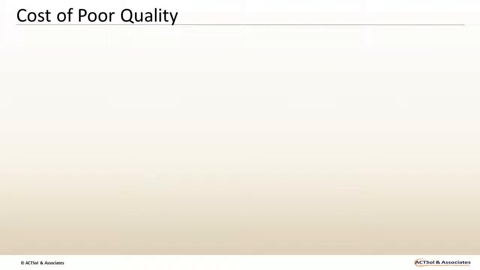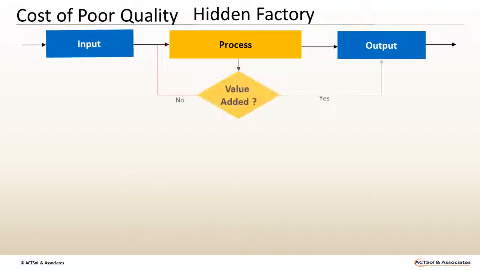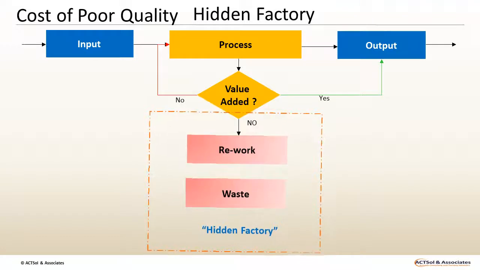In the last screen, you have learned the meaning of cost of poor quality. Now, let us learn the meaning of hidden factory. We know that for producing any output, there should be an input and a process to do it. A process is an organized set of activities which has an input, value is added, and a desired output is delivered. Within the process, there is a hidden factory, wherein a lot of rework is done.